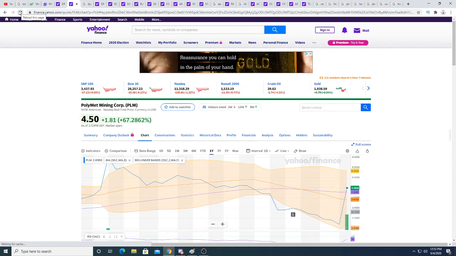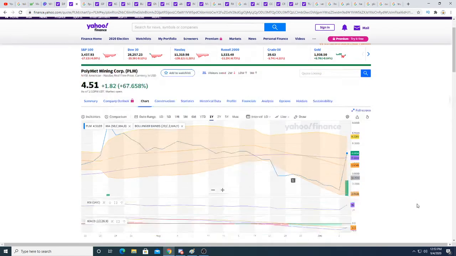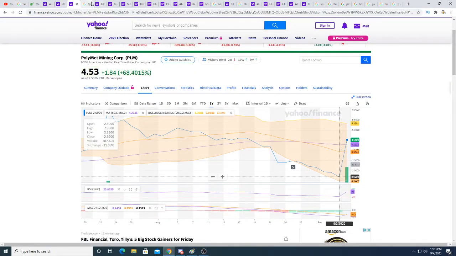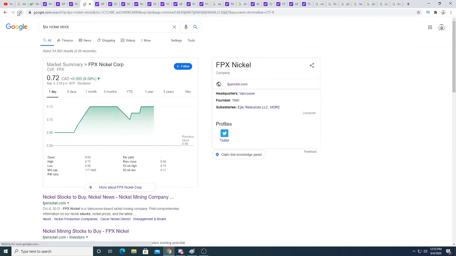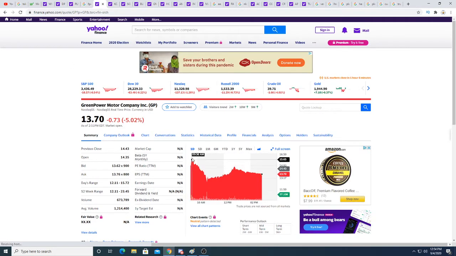Polymet Mining Corporation had a reverse split not too long ago. The stock kept dropping all the way down to $2.69, and then popped today from 269 to 451, a 67% move. I saw that and I thought I'd talk about it. FPX Mining also rallied 10% today, 9%. Green Power, after I made a video about it, the stock plummeted. Made a video about it and then it crashed real hard, and then people bought that up and now it's crashing again.